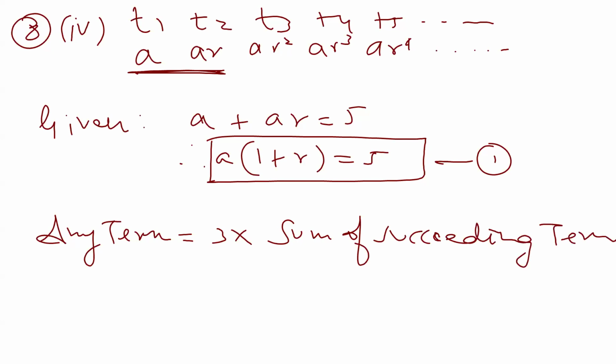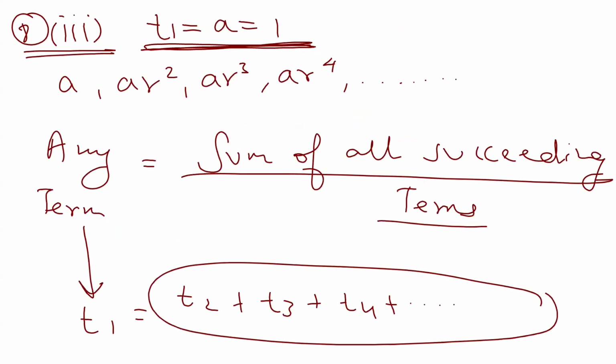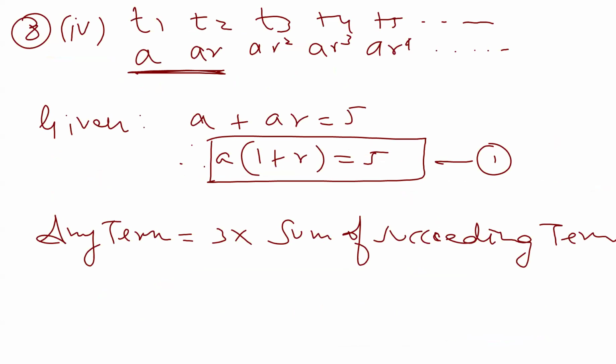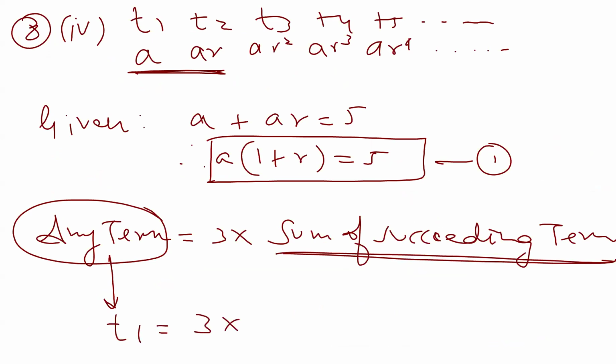This statement was there in the previous problem also. But here they had not mentioned three times. It was any term is equal to sum of the succeeding terms. For simplicity, what will I take any term as? What have you learned from the previous problem? T1, correct. And what are the succeeding terms for T1? T2 plus T3 plus T4 dot dot dot.